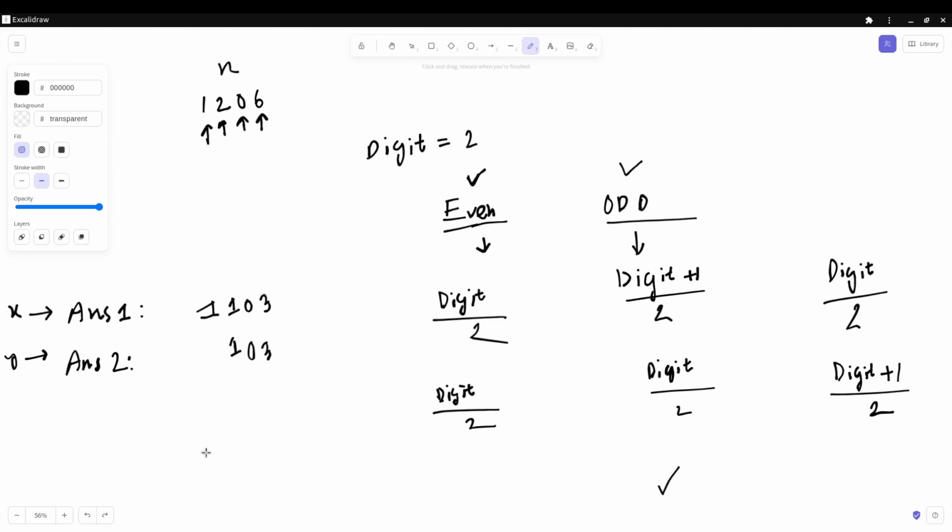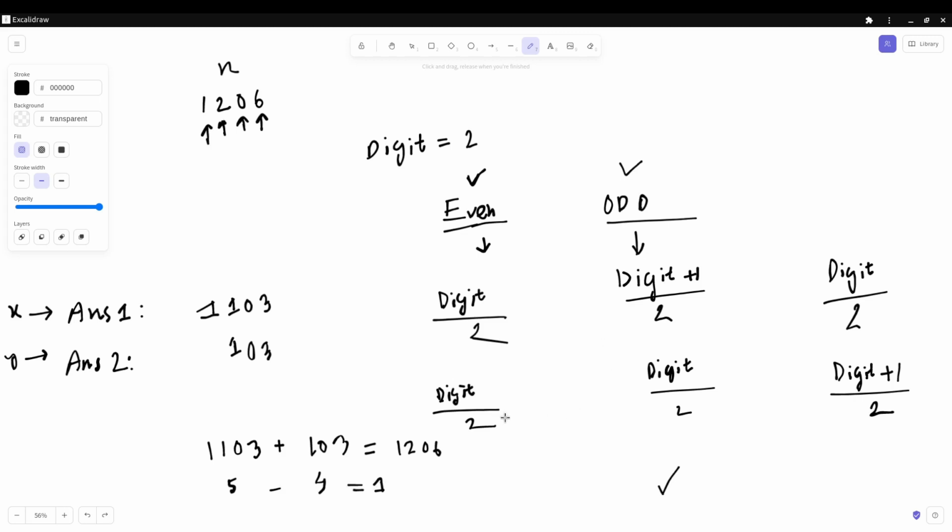So x and y are 1103 and 103. If we check the first condition, x plus y equals 1206, and the sum of digits of x is 5 and the sum of digits of y is 4. The difference between them is 1, and it satisfies the two conditions.